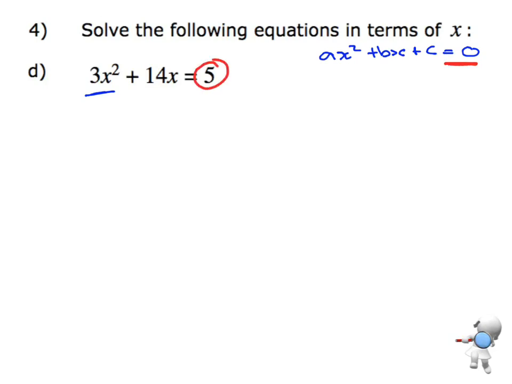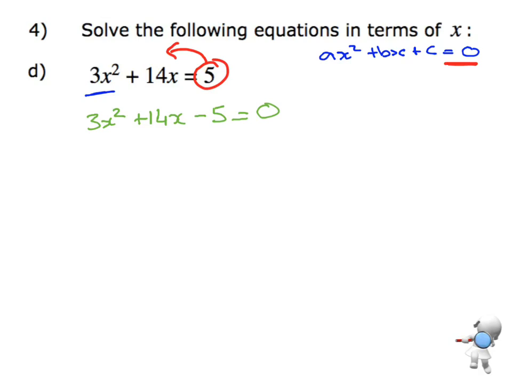So that means that value of 5, I need to move that across to the other side. So that's my first step. So I'm going to get 3x squared plus 14x. That 5 moves across and becomes minus 5, and then I've got nothing left on the other side. So that's my first step, is to get into that form.